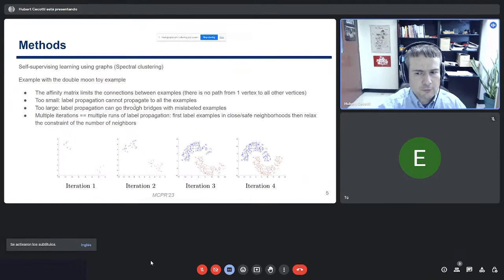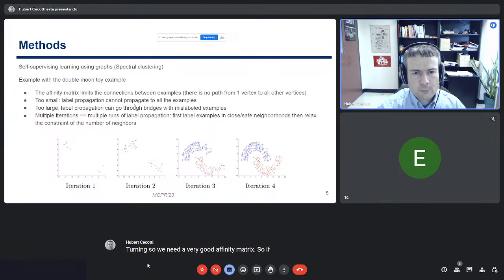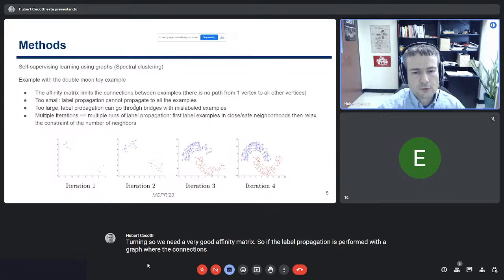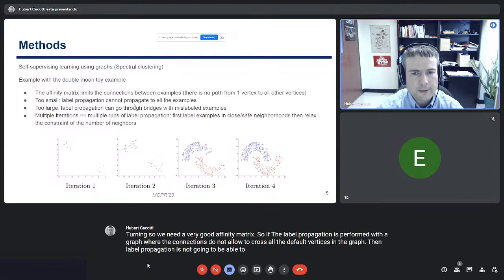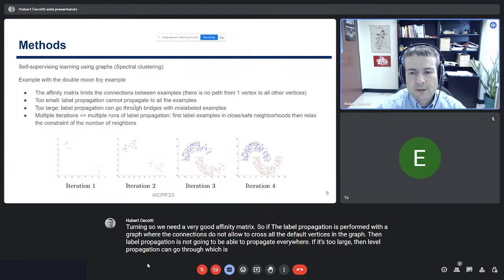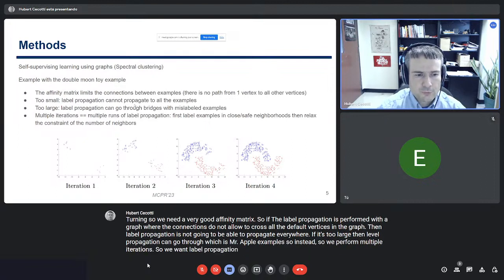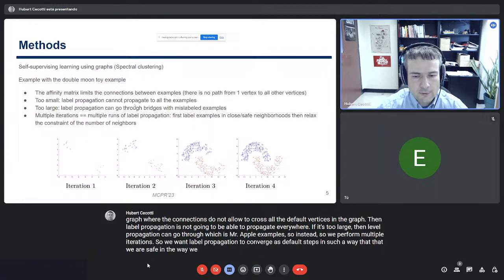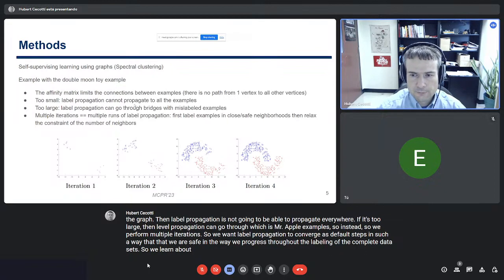In relation to spectral clustering, we need a very good affinity matrix. If label propagation is performed with a graph where the connections do not allow crossing all the different vertices, then label propagation is not going to be able to propagate everywhere. If it's too large, then label propagation can go through bridges with mislabeled examples. So instead, we perform multiple iterations. We want label propagation to converge at different steps in such a way that we are safe as we progress throughout the labeling of the complete dataset. So we run label propagation at different stages.